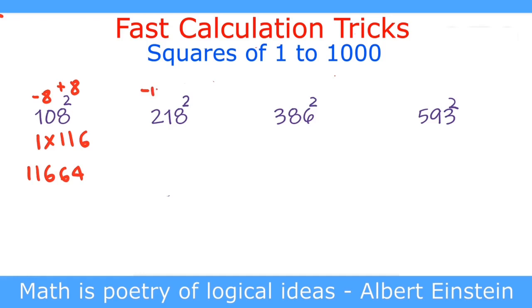We have to subtract 18 from 218. So I write minus 18 and then I also write plus 18. 218 minus 18 is 200. We write 2 in place of 200 and then we add 18 to 218. It becomes 236. 236 multiplied by 2 is 472. We write 472. Then the square of minus or plus 18 is 324.